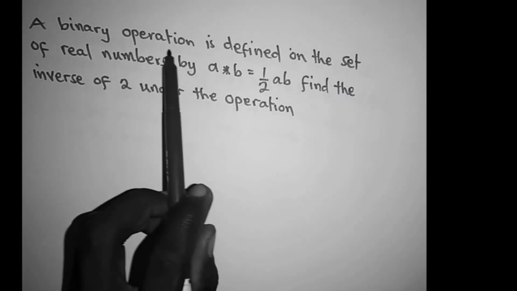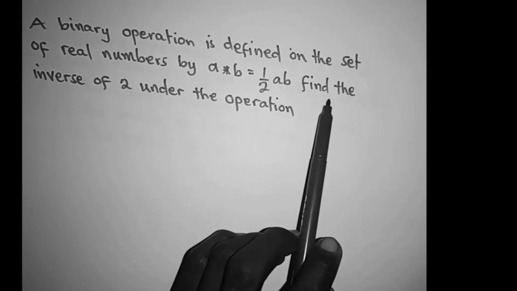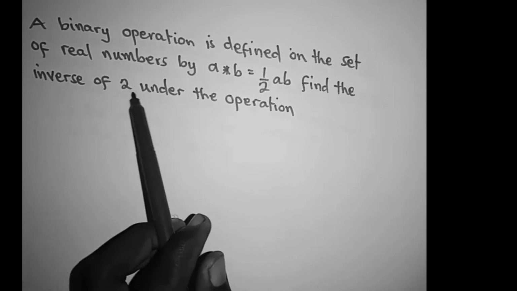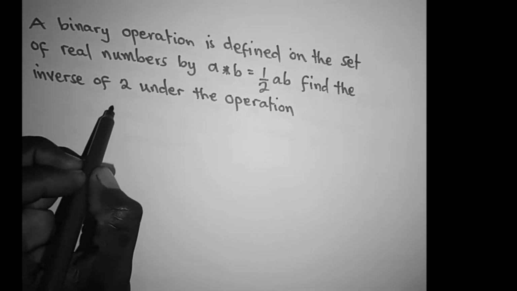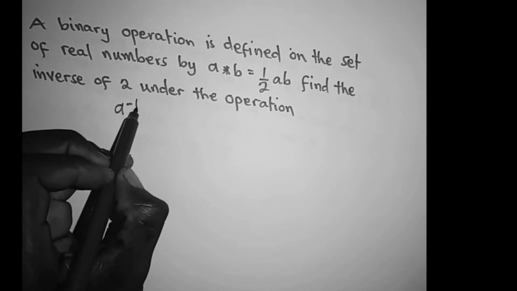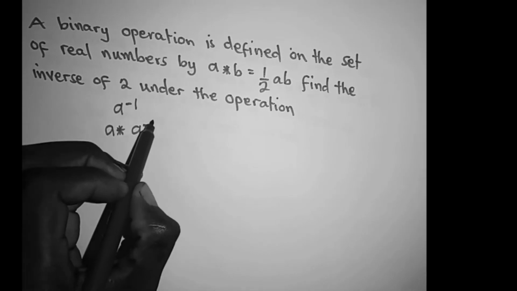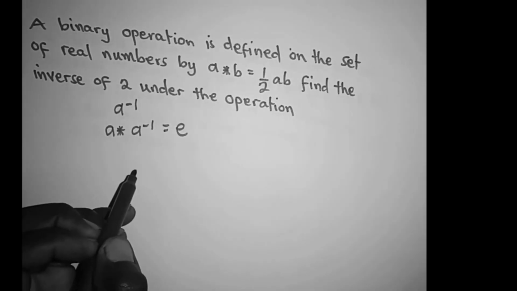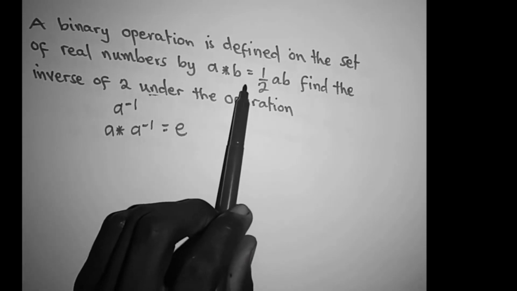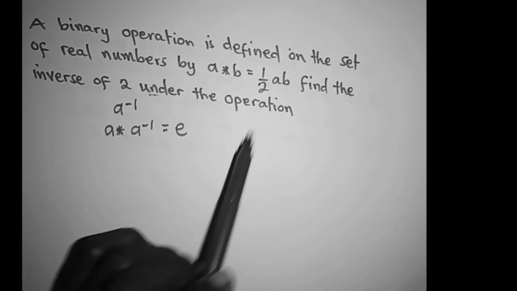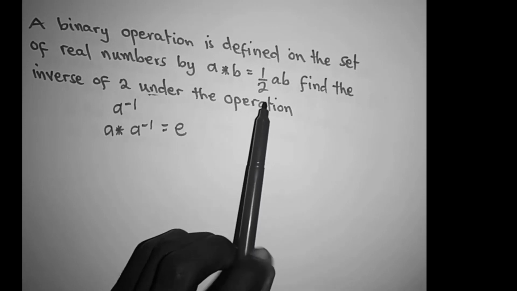A binary operation is defined on a set of real numbers by A operation B equals half AB. Find the inverse of 2 under the operation. So we are supposed to find A inverse. But we know that A operation A inverse equals the identity element. So the first question we need to ask ourselves is, what is the identity element under this operation? We don't know yet. So the first task will be to find the identity element of the operation.